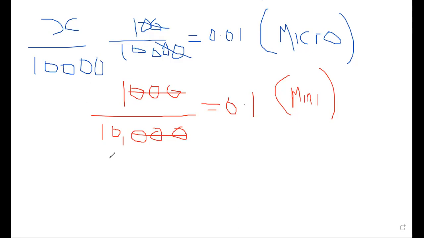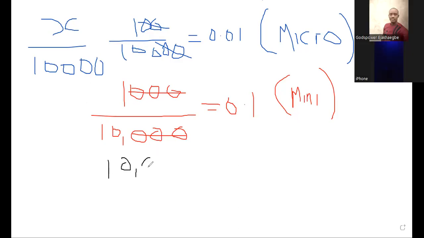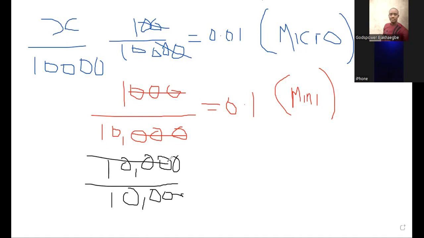Are you with me? The person comes with $10,000. So this is one. This type of lot size is called what? A standard lot size. So that's that.